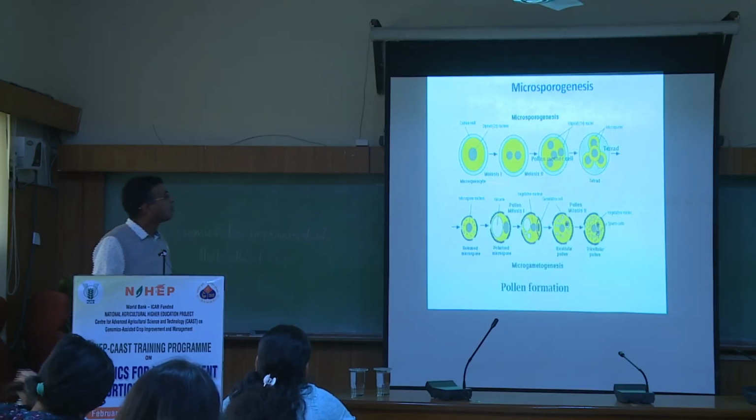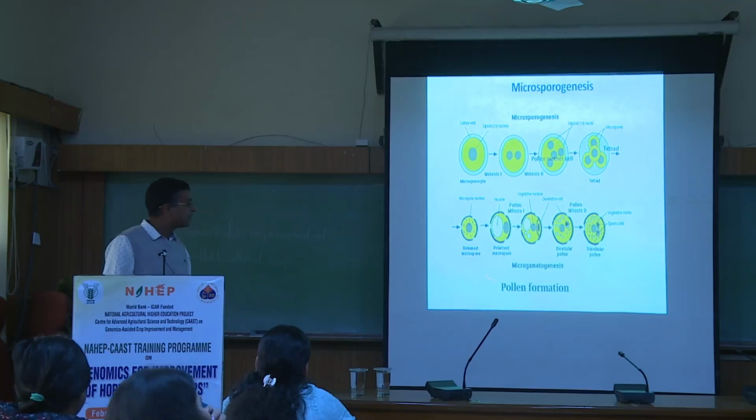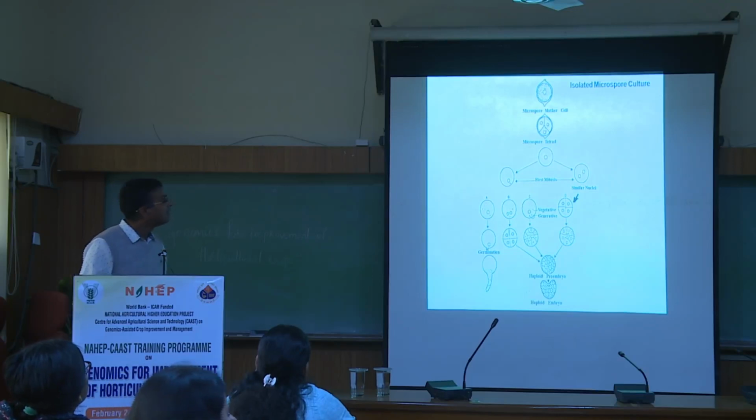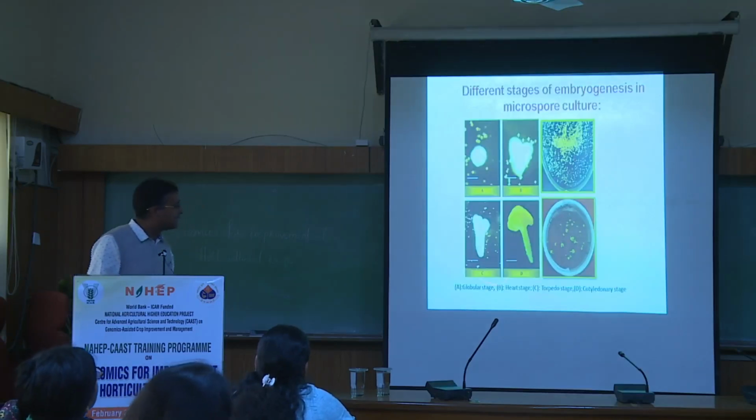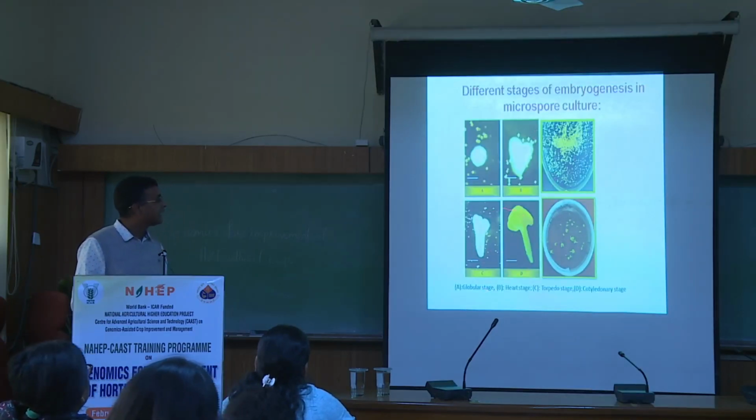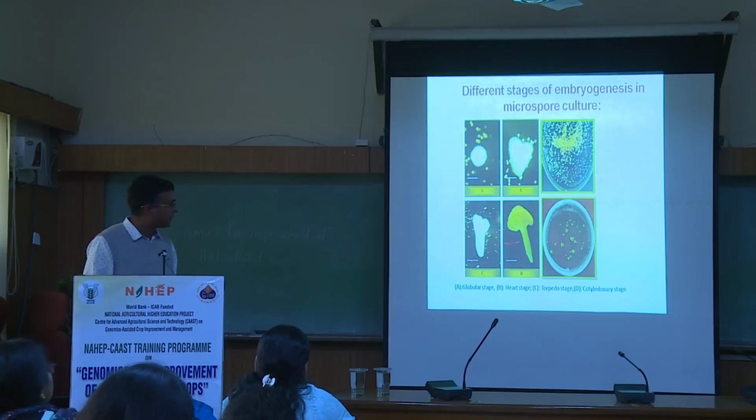And this is the normal process of microsporogenesis and gametogenesis, how it is happening. I think it is not within the scope of this course. And this is the isolated microspore culture. And this is the kind of germination we are getting. These are some of the photographs from our laboratory only, no?